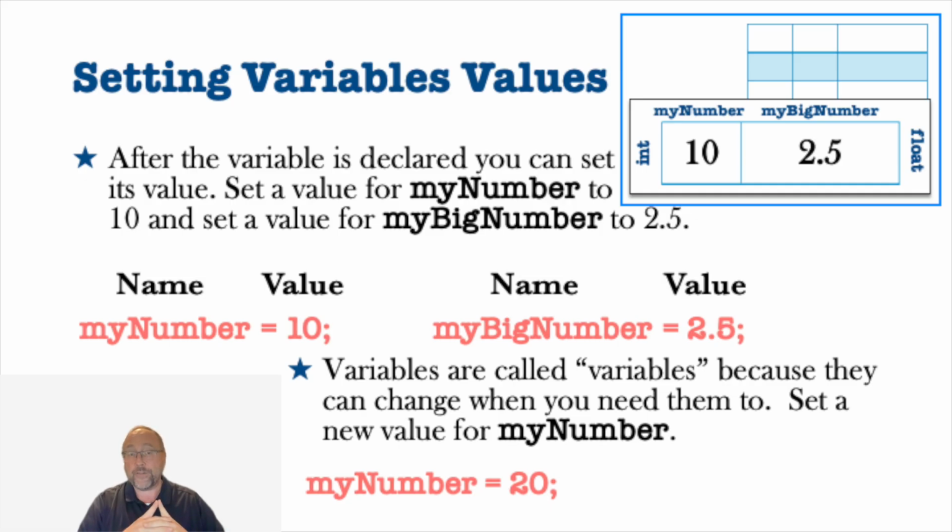Now, I don't know if you know this or not, but the reason why we call variables variable is because they can change. So earlier in my program, I set myNumber equal to 10, but later in my program, I can set myNumber equal to 20. So the values in there can change.